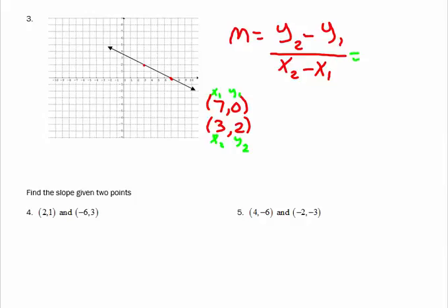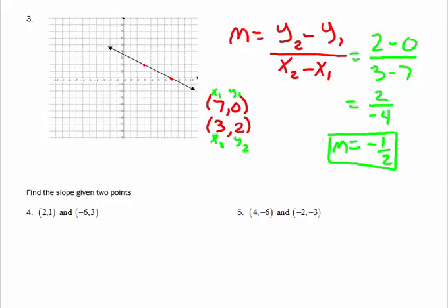So plugging it into the formula, I'm going to have a 2 minus 0. In the denominator, I will have a 3 minus 7. So 2 minus 0 is 2, and 3 minus 7 is a negative 4. When we reduce that and bring the negative to the top, I end up with negative 1/2. So my slope is negative 1/2.